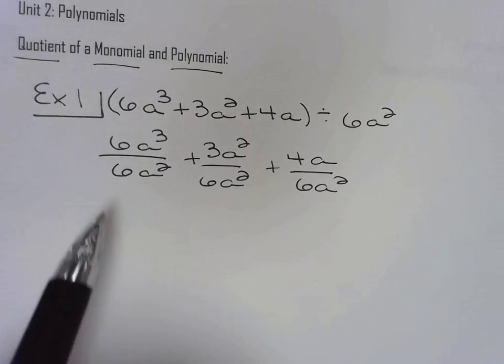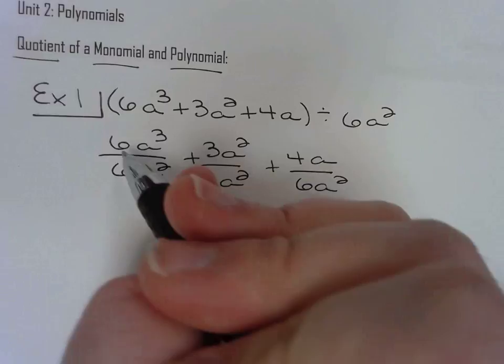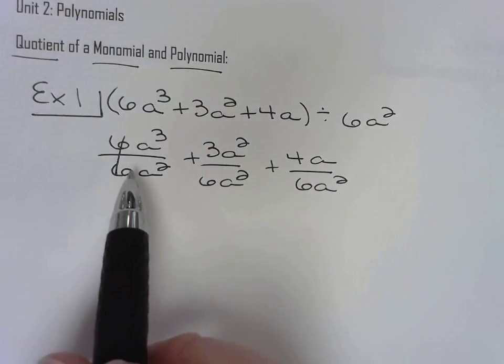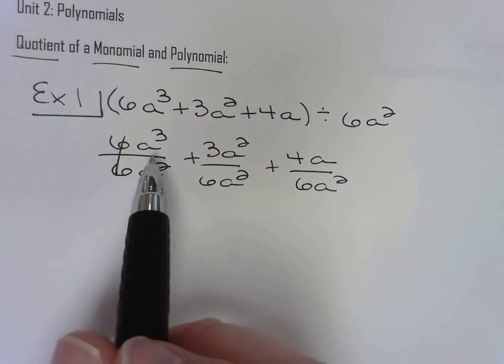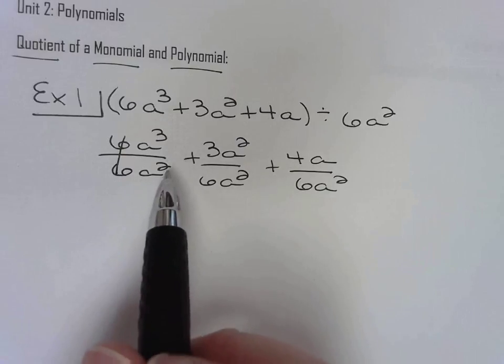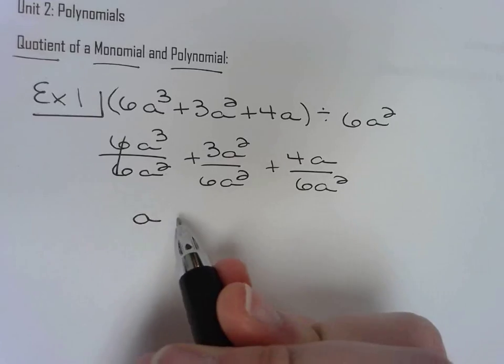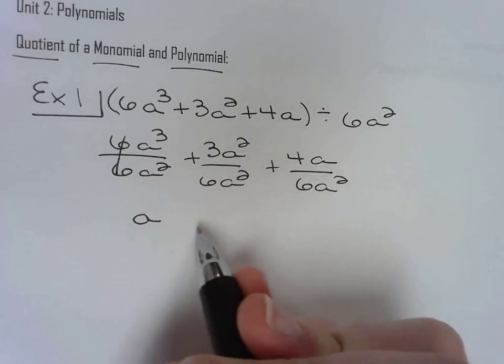So we're going to go through each one and simplify it. 6 over 6 cancel. So if you have the same thing on top and bottom, they cancel. And then if I look at my a's, I am dividing. So what do I do with my exponents? Subtract. 3 minus 2, a to the first. So that's just going to be a.